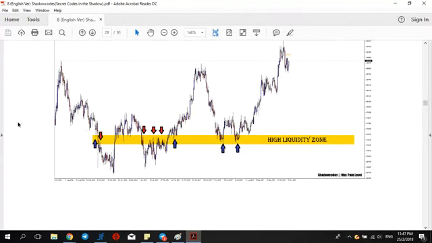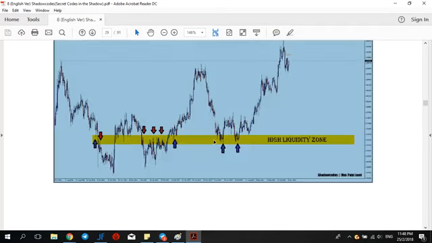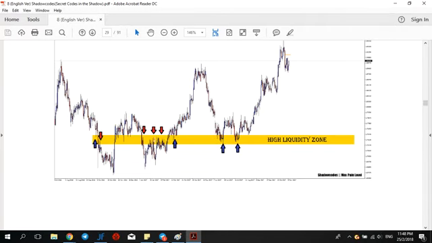You can see there is a support here, and then it got broken down and became a resistance, and then it got broken down again and became support over here. It got broken down again and became resistance, broken again and became support, and it still holds as support. You can take entry on this RBS or SBR. All right.